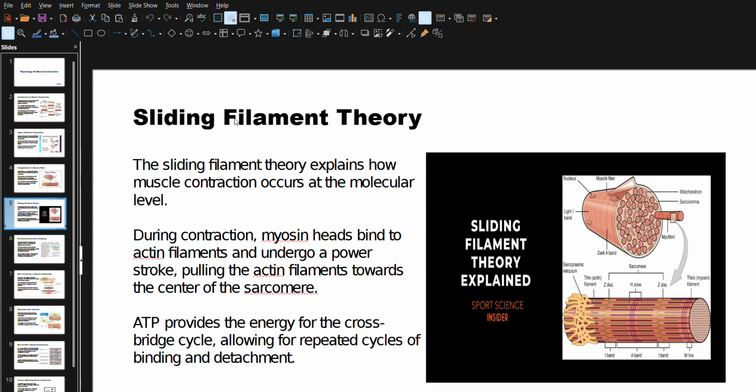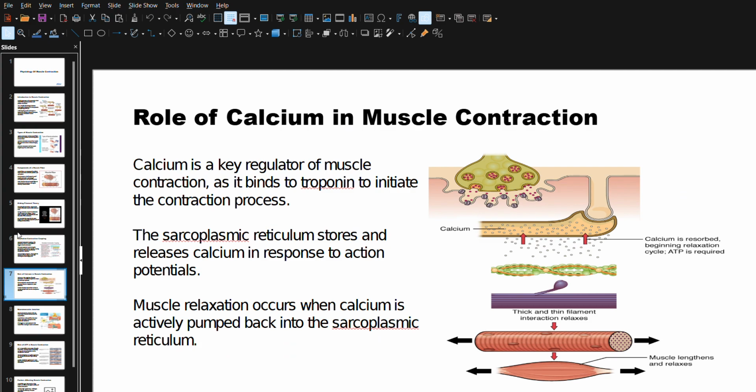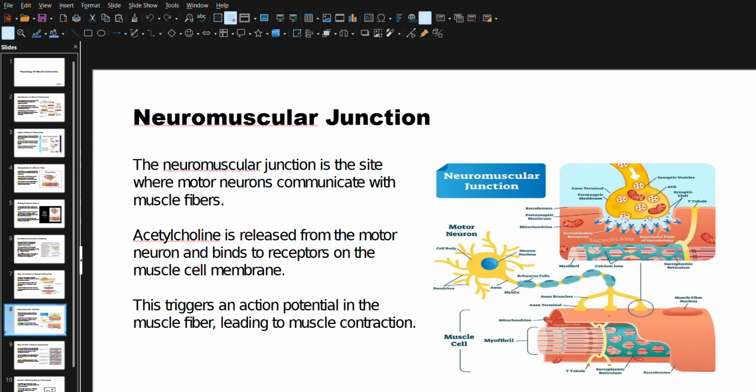Let us see the sliding theory, which I have also explained. Now we are going to the excitation and contraction coupling theory, which I also explained. The role of calcium I have explained. The neuromuscular junction I have also explained for you all. Just I am showing how the acetylcholine will be released.